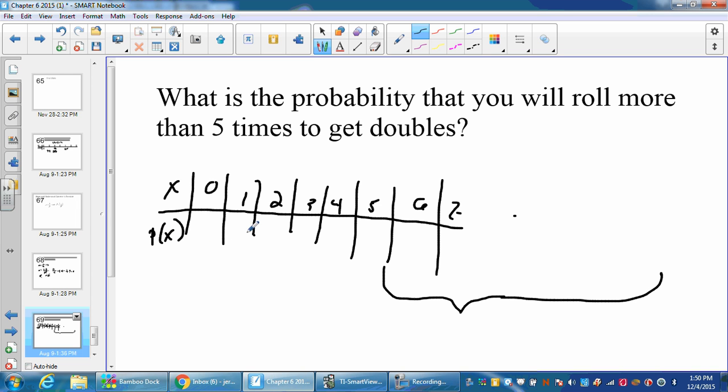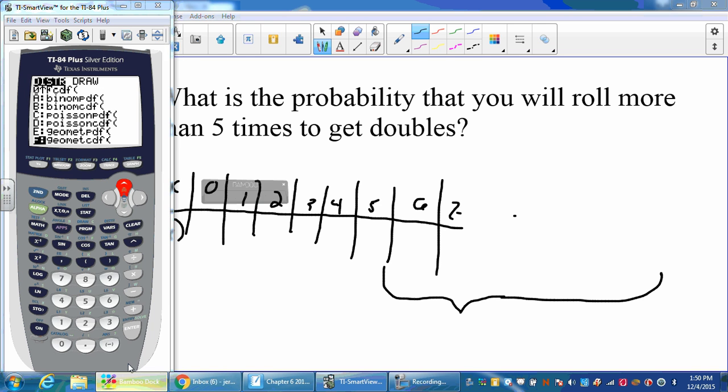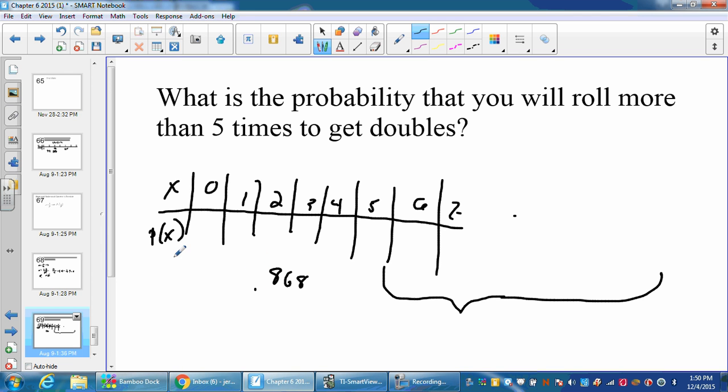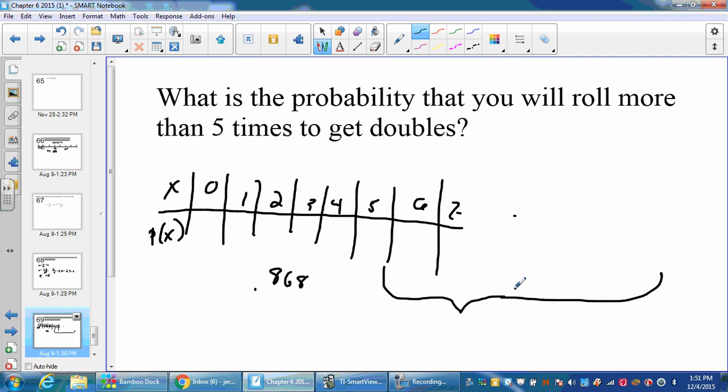Now, just like we use PDF to find each value here, we could use a CDF to get from 5 down and subtract from 1 to get the top end. So if I go to the distribution menu, geometric CDF is on the bottom. The probability of success is 1/3 again. Now we want our x value to be up to 5. So when I plug that in, that tells us that 0.868 is at or below 5. So now I just have to take 1 minus that value to get about 13%. That's how often it's going to take more than 5 rolls to get doubles.